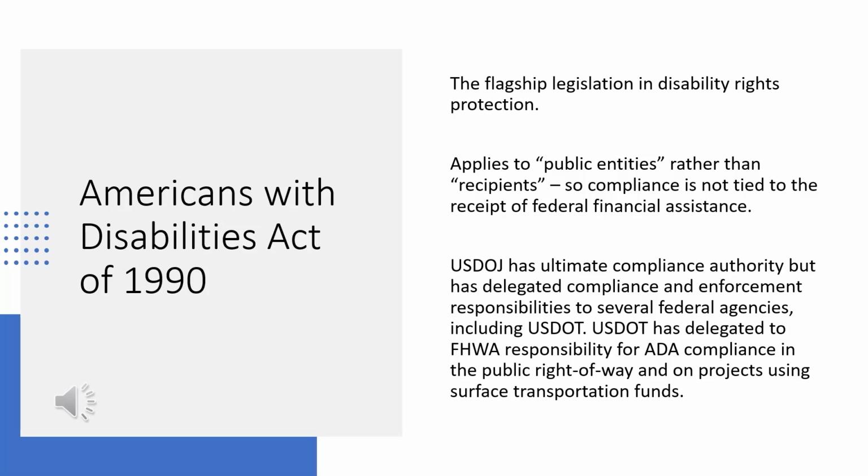The U.S. Department of Justice has the ultimate compliance authority for the ADA, but has delegated compliance and enforcement responsibilities to several other federal agencies, including the U.S. DOT. The U.S. DOT has in turn delegated to the Federal Highway Administration responsibility for ADA compliance in the public right-of-way and on projects using surface transportation funds.